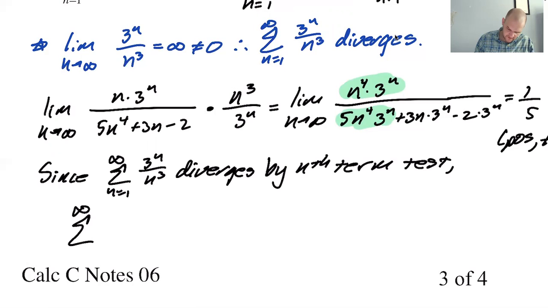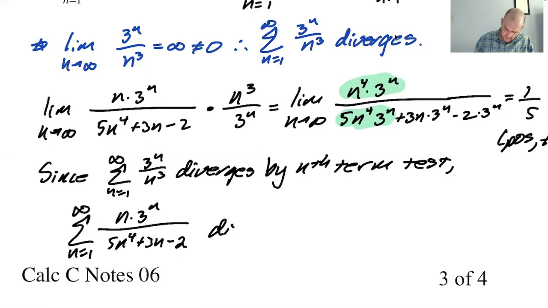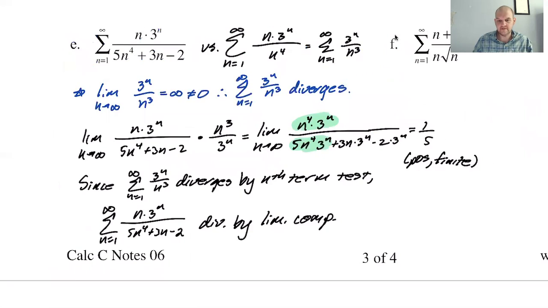the series that we started with, which was n times 3 to the n over 5n to the fourth plus 3n minus 2, diverges by limit comparison. All right, nailed it.